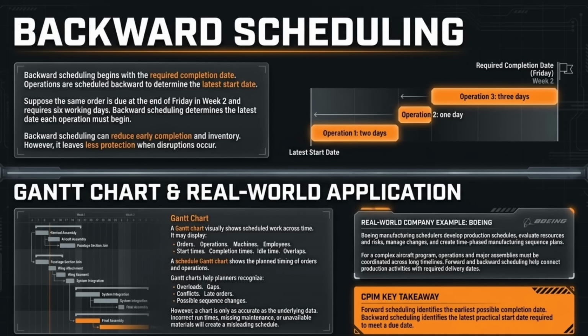Backward scheduling. Backward scheduling begins with the required completion date. Operations are scheduled backward to determine the latest start date required. Suppose the same order is due at the end of Friday in week 2 and requires 6 working days. Backward scheduling determines the latest date each operation must begin. Backward scheduling can reduce early completion and inventory. However, it leaves less protection when disruptions occur.